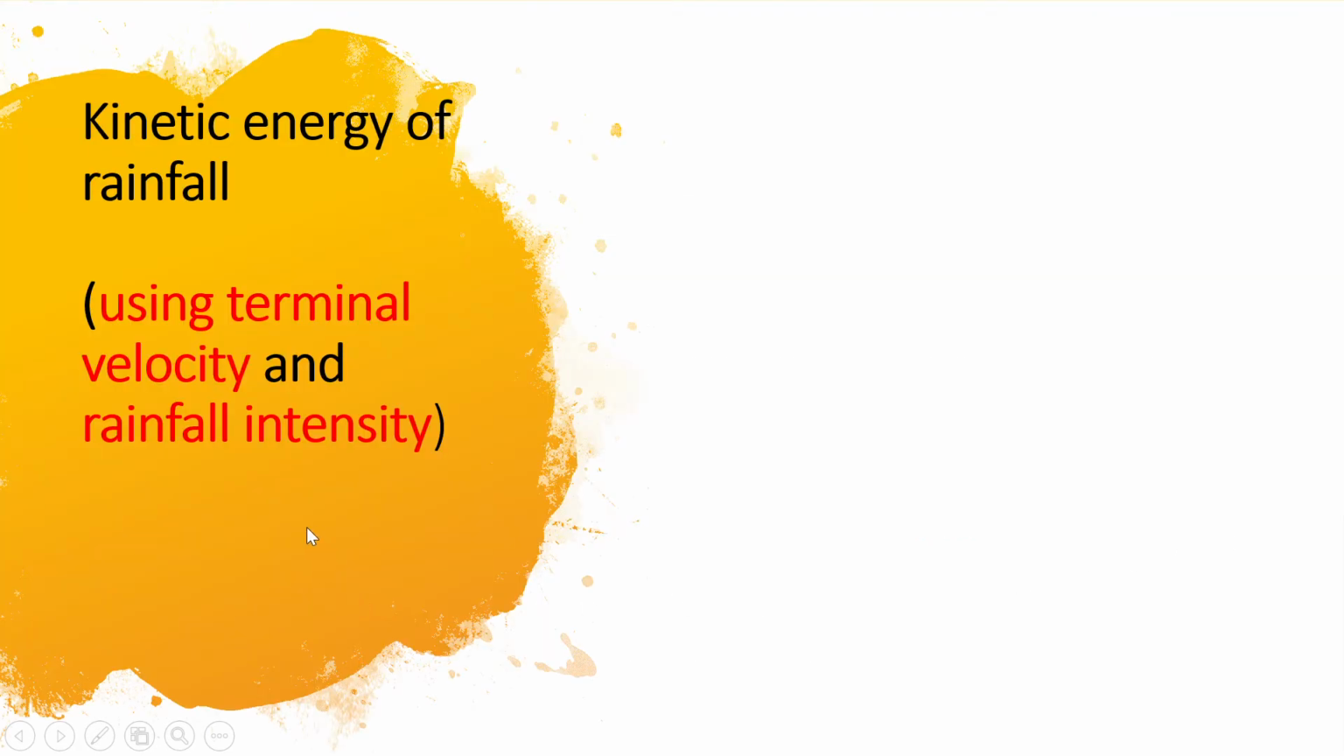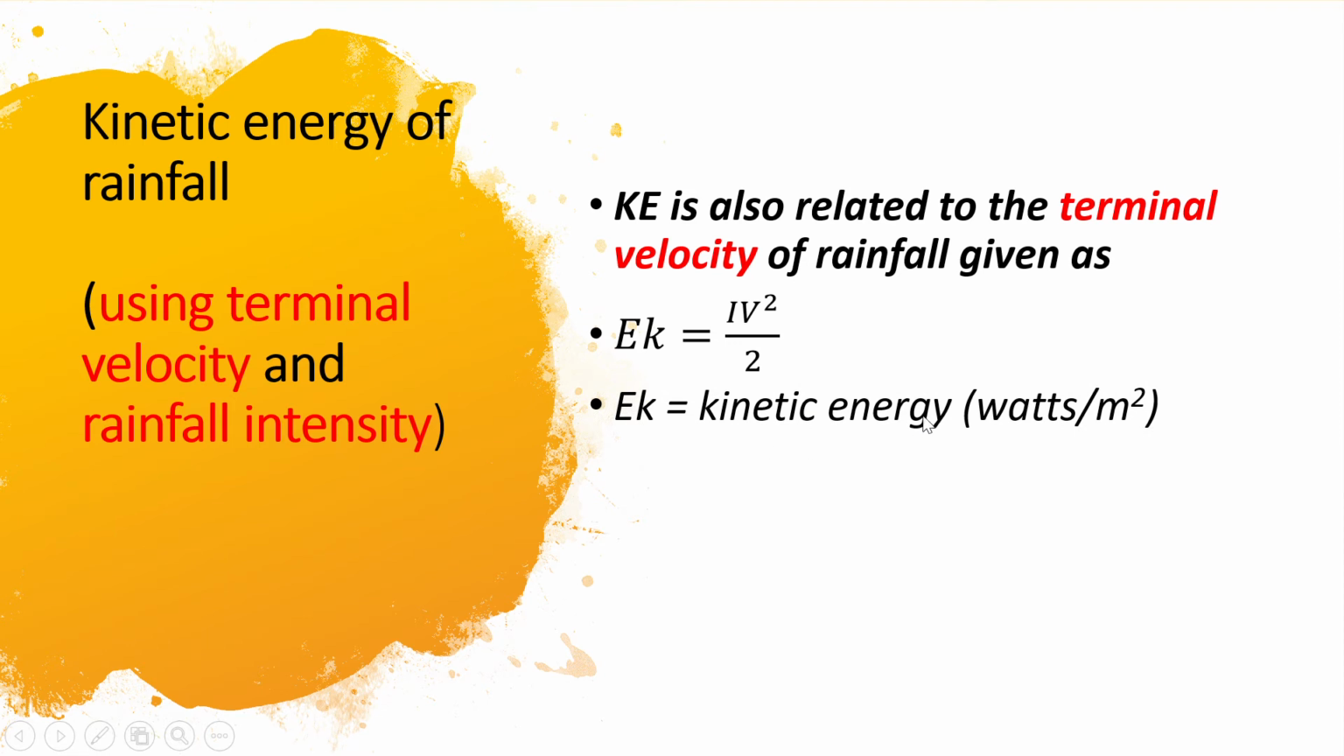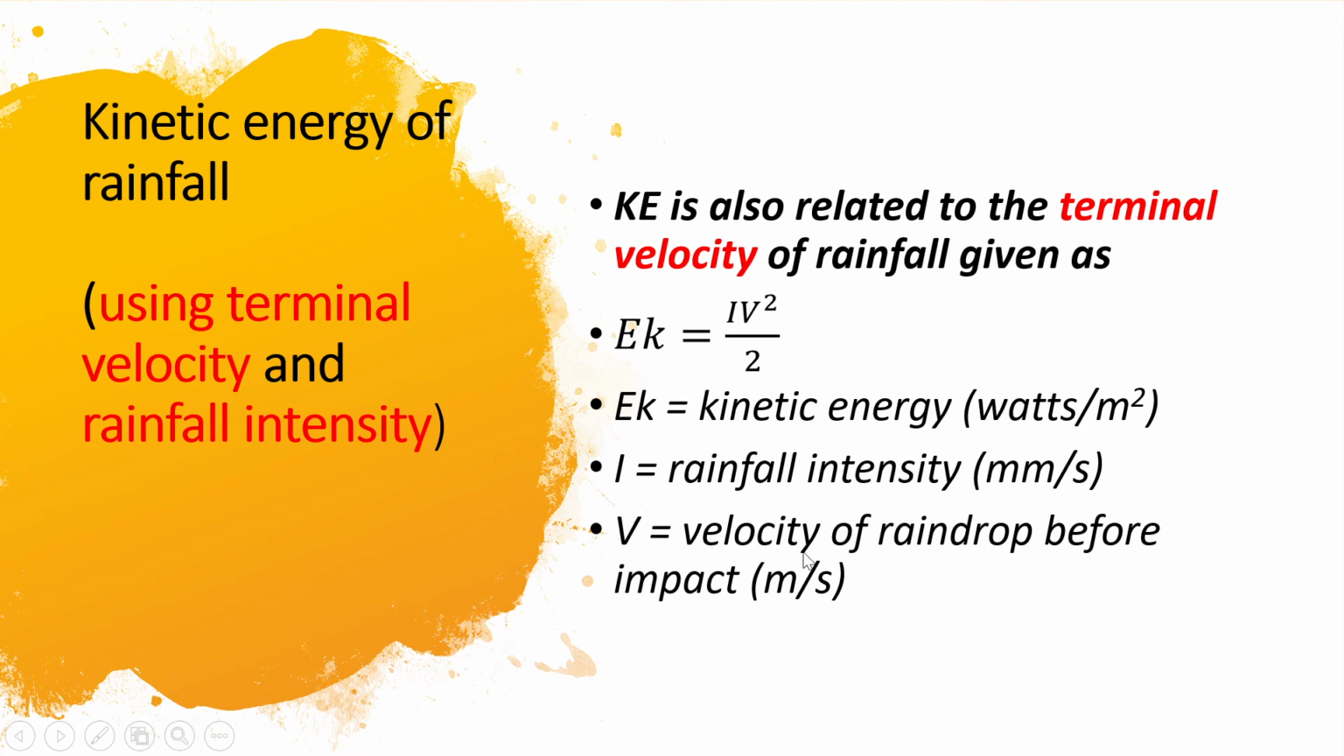Now we will learn how to calculate kinetic energy of rainfall. One of the methods is by using terminal velocity and rainfall intensity. Kinetic energy is related to the terminal velocity of rainfall given by this formula. Kinetic energy in watts per square meter equals rainfall intensity in millimeter per second times V, where V is the impact velocity of the raindrop before impact, in meter per second.